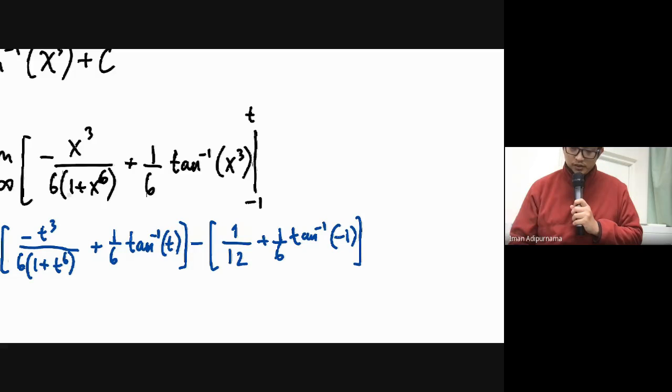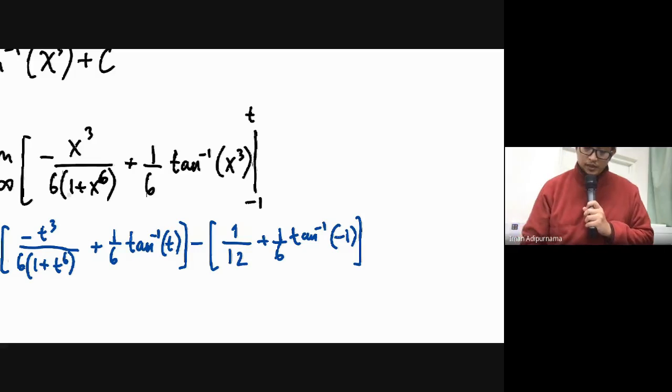So it's resulting the results. Let me check my results. It's pi over 8 minus 1 over 12.